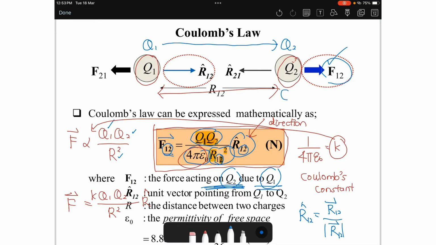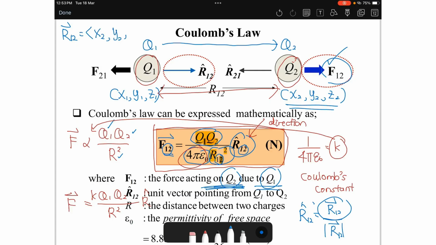If the coordinate of Q2 is x2, y2, and z2, and the coordinate of Q1 is x1, y1, and z1, and you are going to find this R12, the formula would be x2 minus x1, y2 minus y1, z2 minus z1. So it is very important. You must be able to state this correctly. Read what the question wants. If they want the force acting on Q2 because of Q1, you use this symbol, and this cannot be wrong. If it is wrong, your direction will be wrong. Your magnitude will be okay, but your force direction will be wrong.